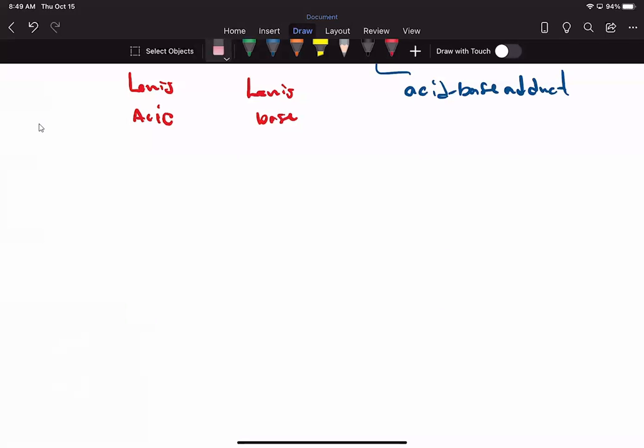Let's take a look. These acid base adducts can also be used to promote the bonding of another base. We can use them to promote the bonding of another base. We can take this adduct of silver and ammonia.